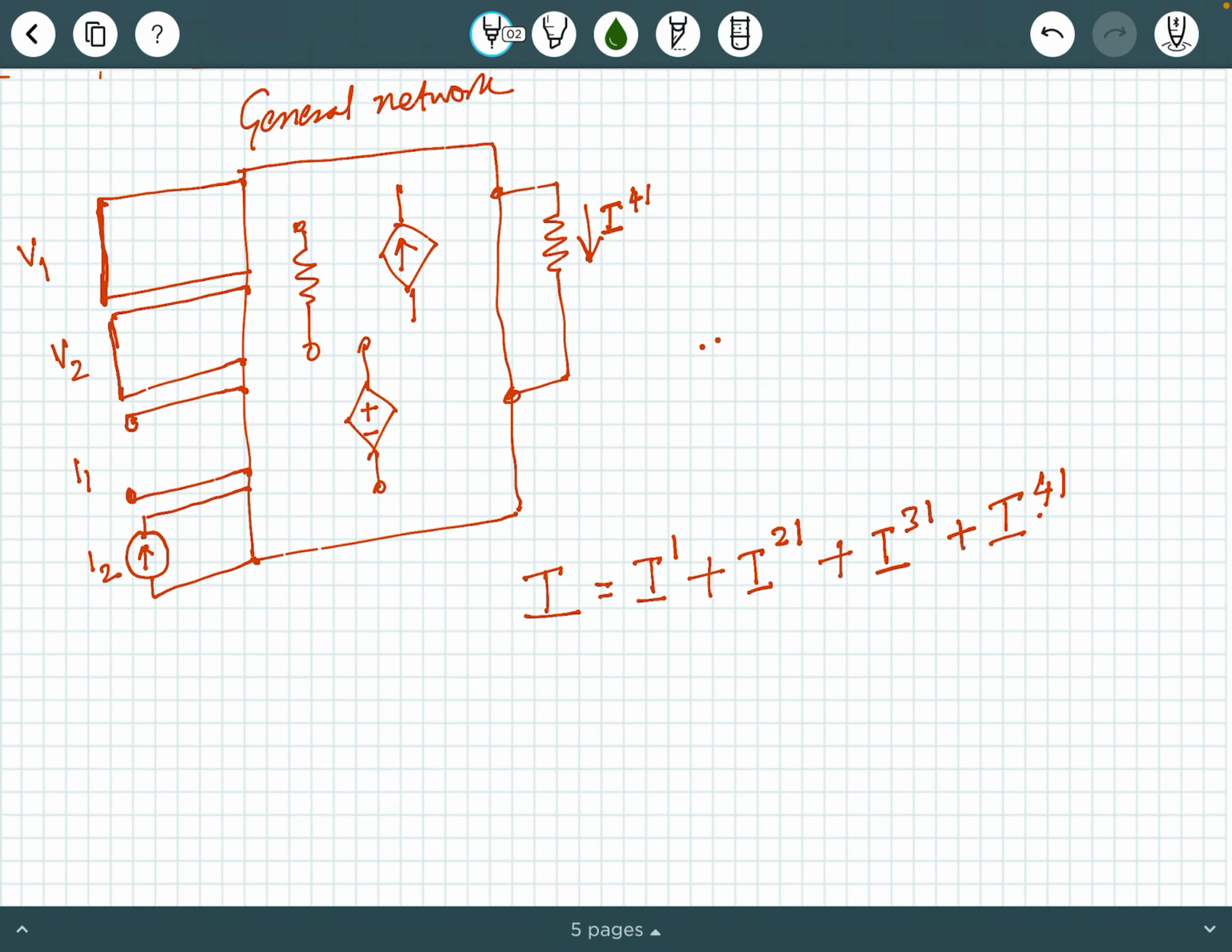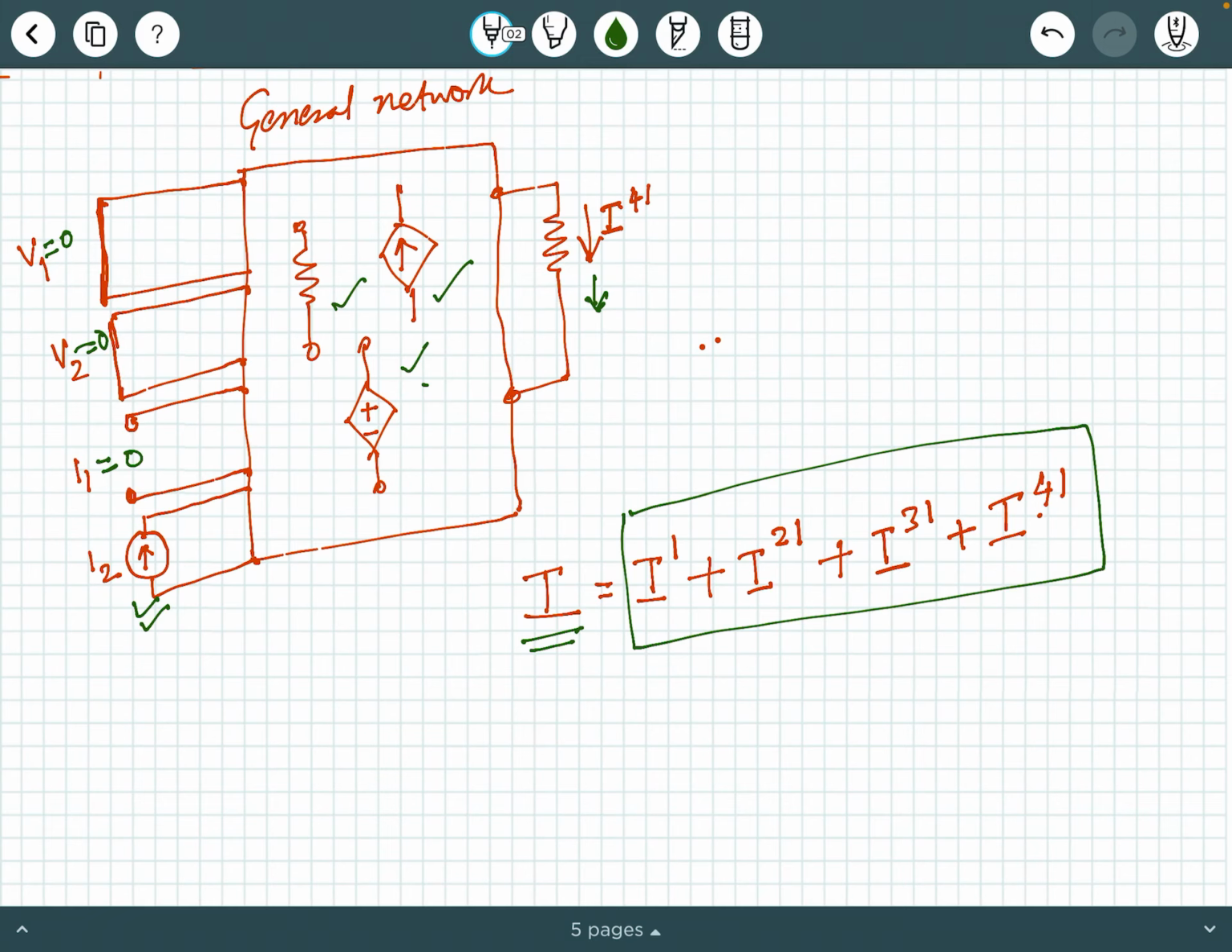I3 dash. And in similar fashion I exhaust all sources. Now I put I2, keeping I1 equal to 0, this equal to 0, this equal to 0, and again this intact as it is, and calculate the current I4 dash. And the current which I am interested in, I, can be found by adding all these currents, which were actually results of different circuits having one source active at a time. So that is what you call the superposition theorem.